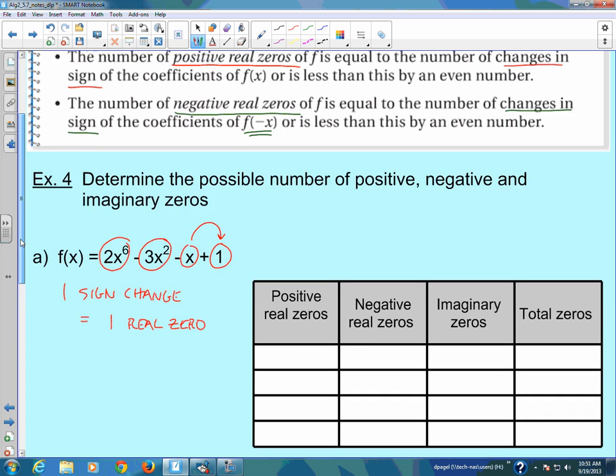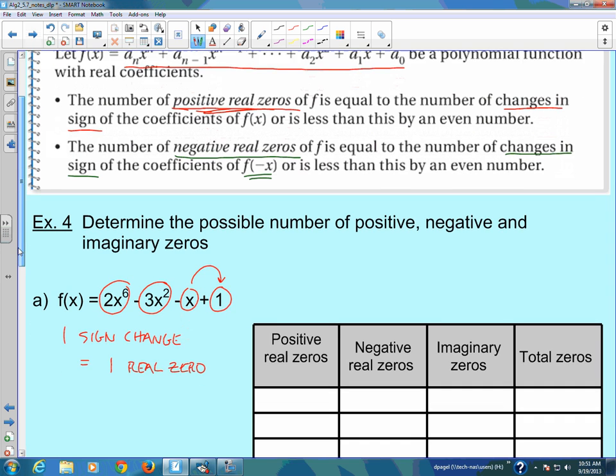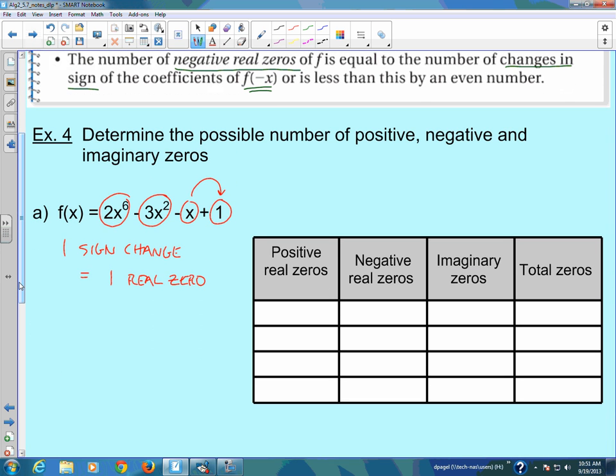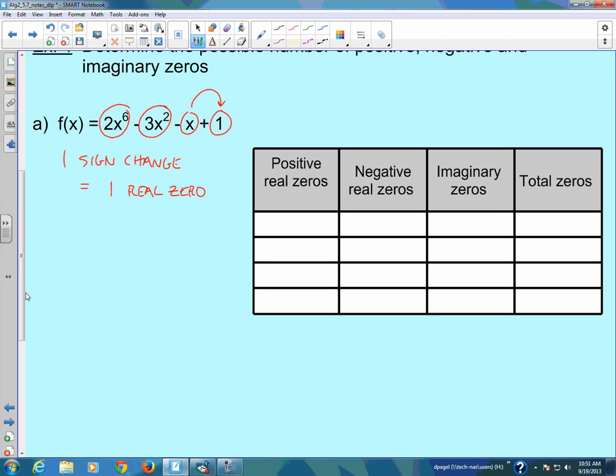Again, because of our rule here, the number of positive real zeros is equal to the number of sign changes, or it's less than that by an even number. Well, I can't really subtract 2 from that and get a whole number, so we end up with just one real zero here. That's possible.